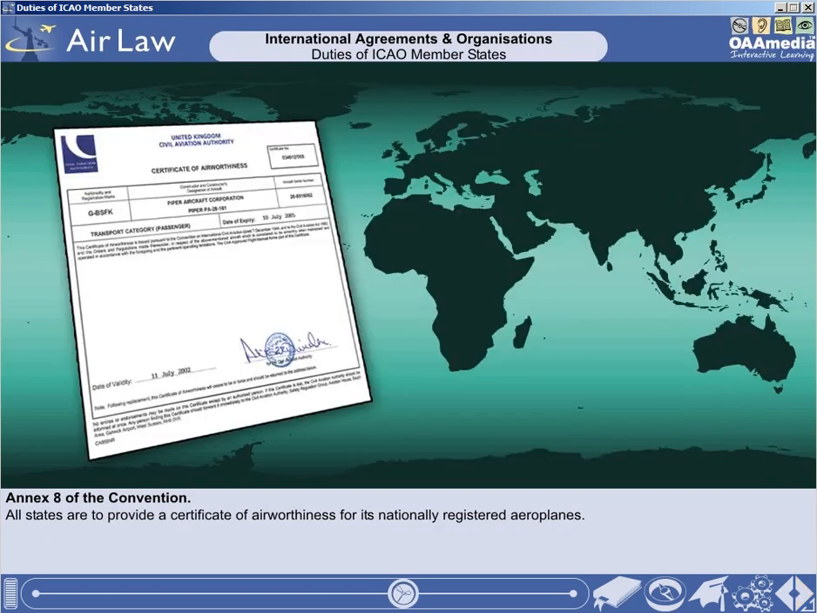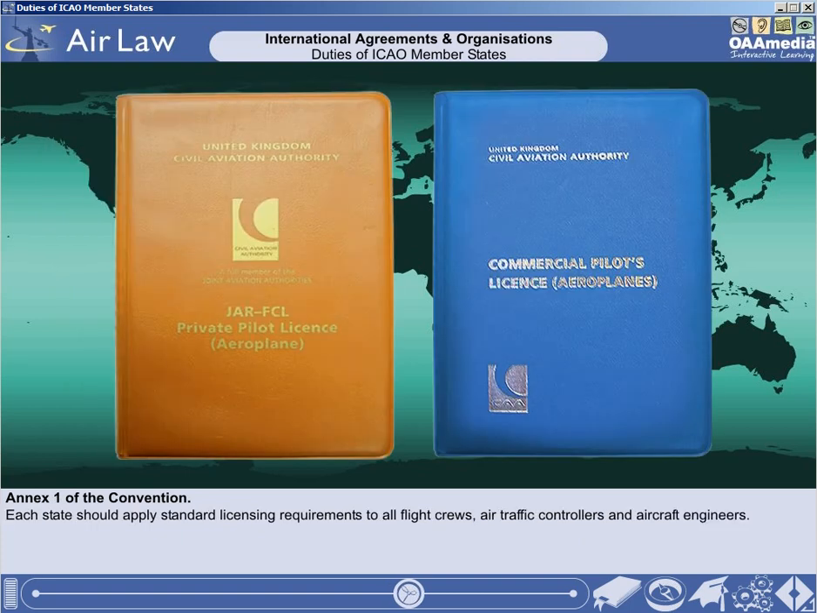Similarly, with aircraft registration, states are also duty-bound to ensure that all registered aircraft are airworthy and are issued with a certificate of airworthiness. Annex 8 of the Convention deals with the airworthiness of aircraft. Again, you will study this in a later lesson. In the same manner that aircraft are fit to fly, member states must ensure that aircrew have had the training and are issued with standard licenses. Annex 1 of the Convention deals with personnel and licensing, including flight crew, air traffic controllers, and aircraft engineers.